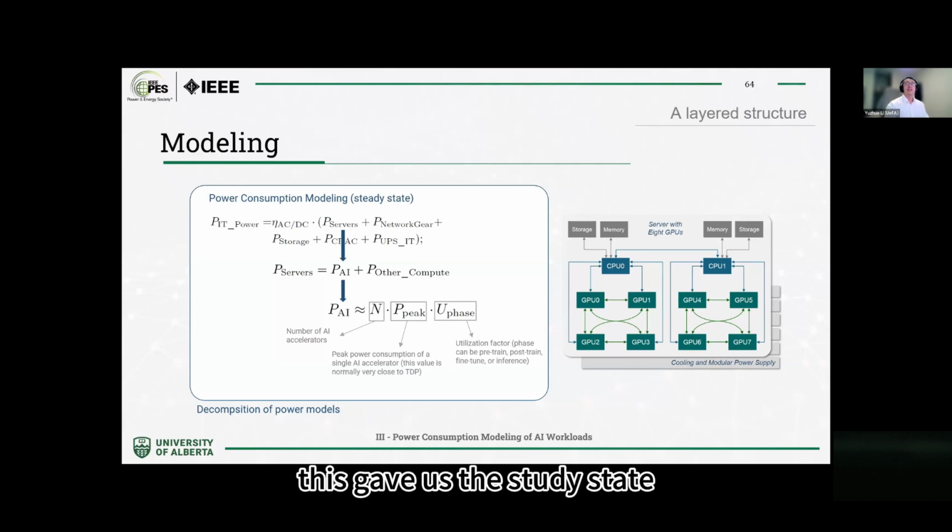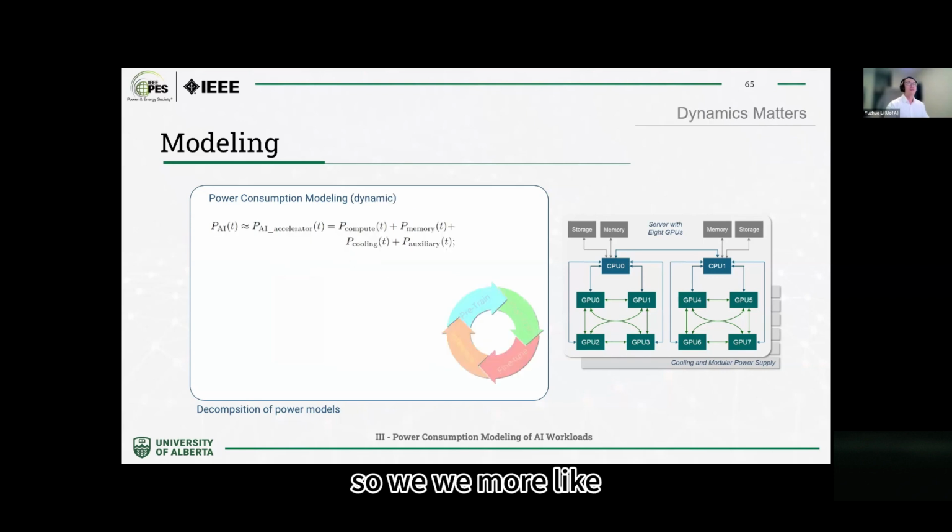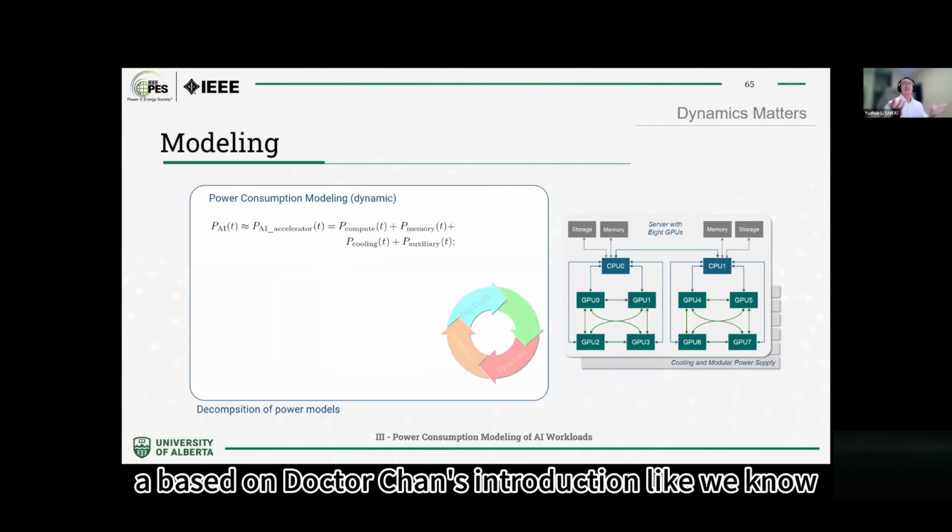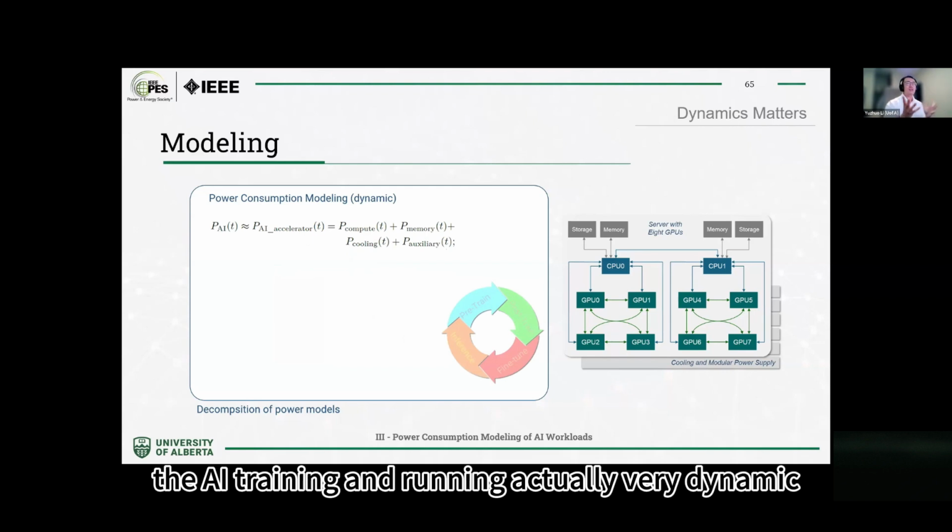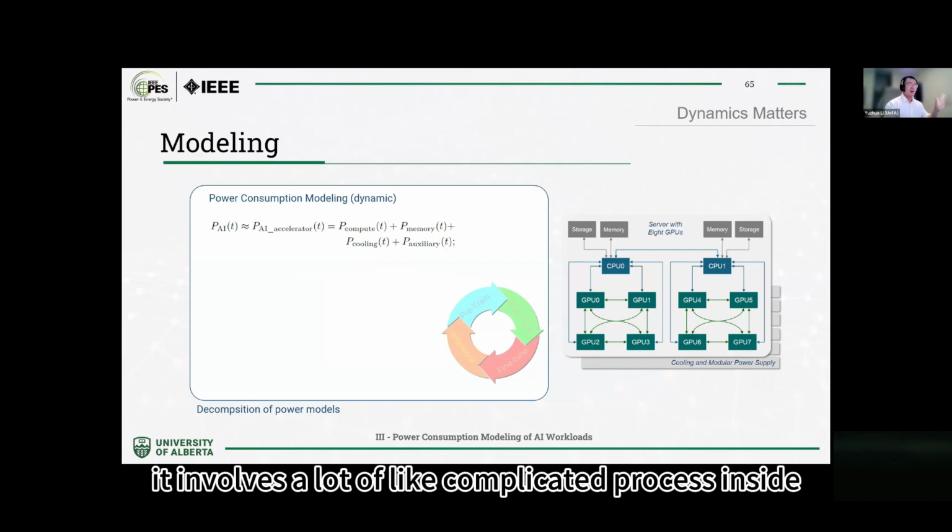So this gives us the steady state. But this is clearly not enough, right? Based on Dr. Chen's introduction, we know AI training and running is actually very dynamic. It involves a lot of complicated processes inside.